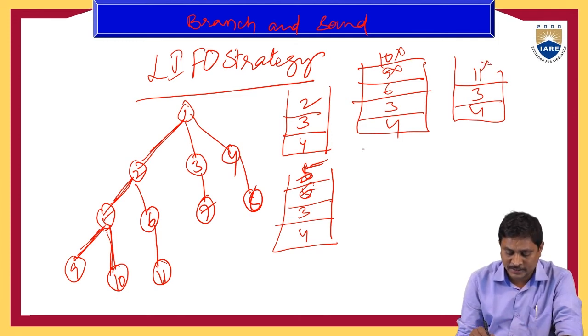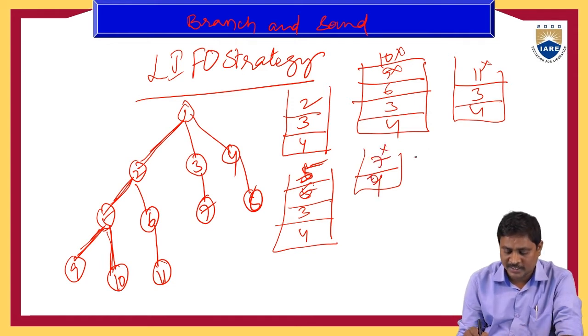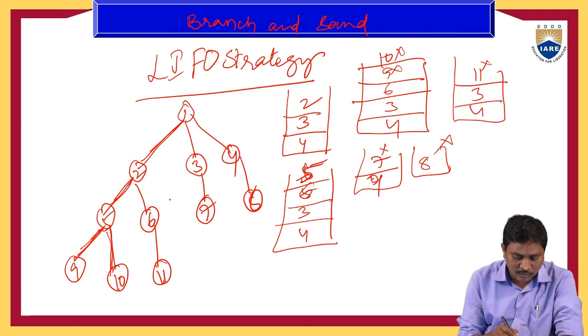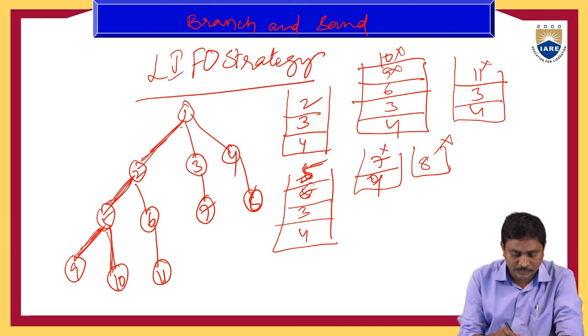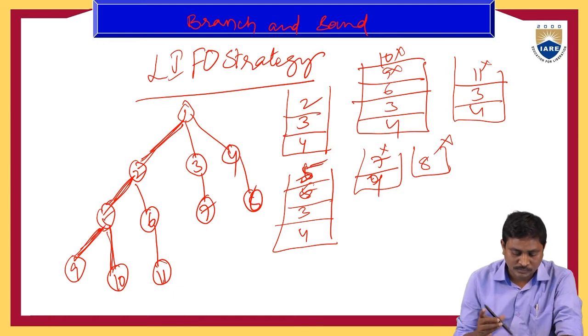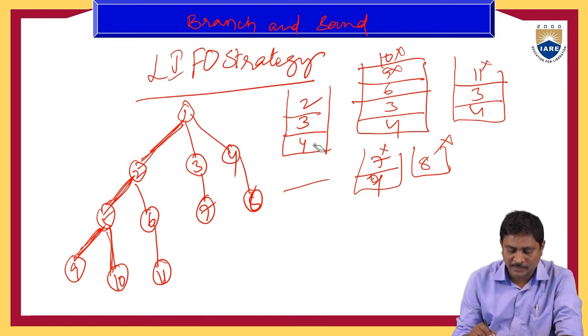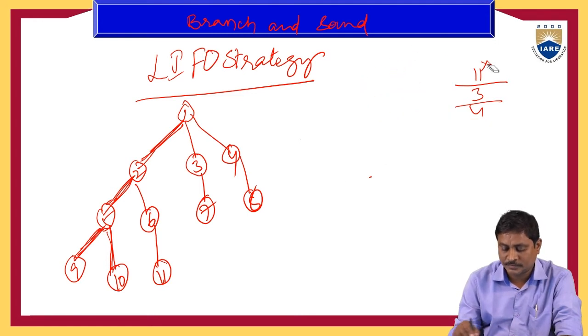We expand 3. 7 doesn't have children, we remove that one. Next expand 4. The child is 8. 8 doesn't have children. Among these solutions, which one is optimal? We choose that optimal solution. So which one is the best one? We choose that one as the optimal solution. So in this way, we find the optimal solution by using the last in first out strategy.